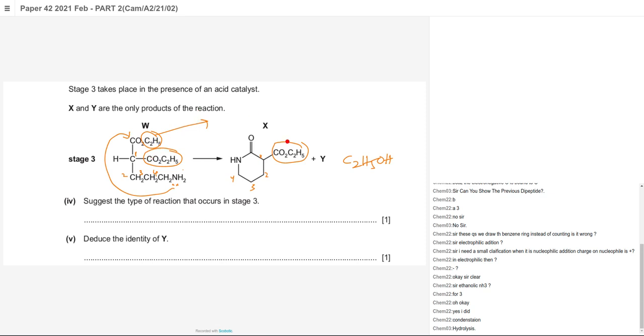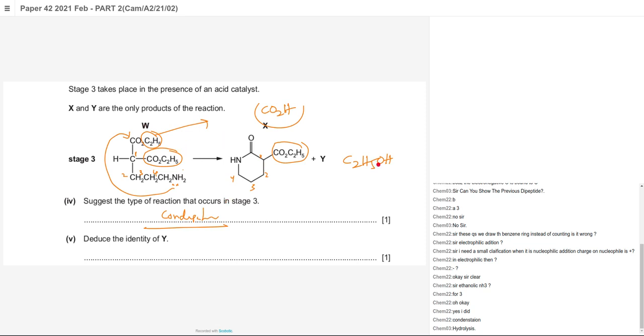Not just hydrolysis, because hydrolysis of W will give you CO2H. That's not the product X. The main type of reaction which has happened here is condensation, right? Because addition followed by elimination. This is condensation. Hydrolysis, of course, first has to happen, but the final reaction is condensation.